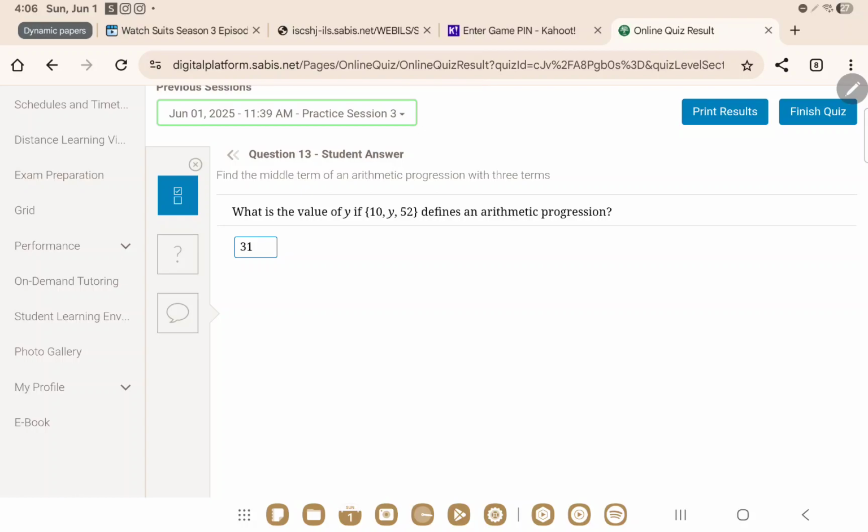What's the value of y if this is an AP? Now, what does this mean? It means that whenever you move, you have the same common difference because it's common, right? So 52 minus 10 divided by 2 should give you the common difference. That's how you find the common difference, by the way.